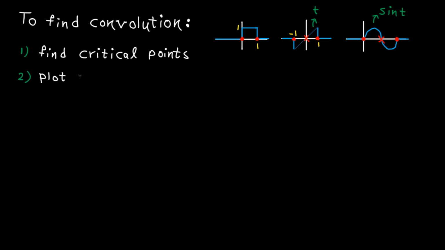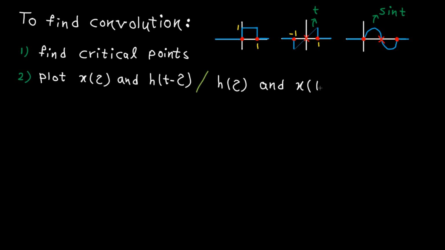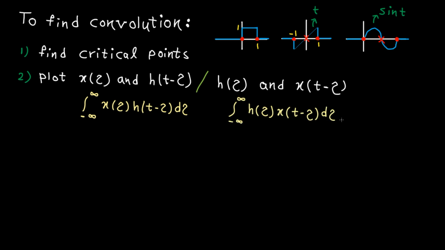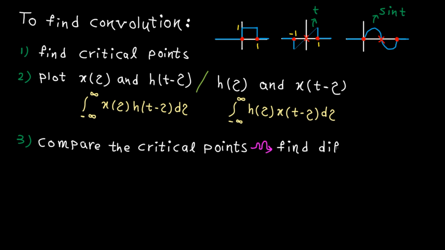Step number 2. Plot x(tau) and h(t minus tau) or the other way around. Obviously, if you choose this integral, you should plot x(tau) and h(t minus tau). And if you choose this integral, you should plot h(tau) and x(t minus tau). Step number 3. Compare the critical points in both signals and find different scenarios. Last step, for each scenario, form the integral.